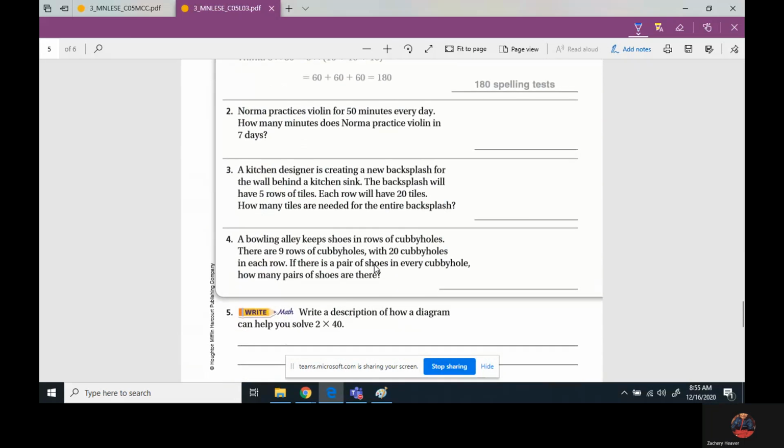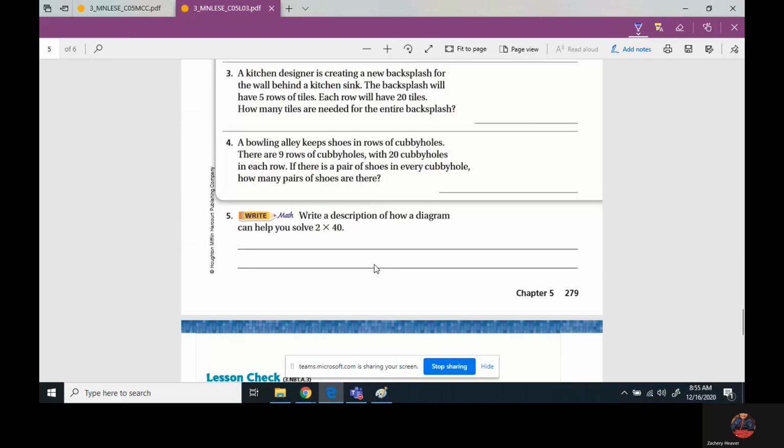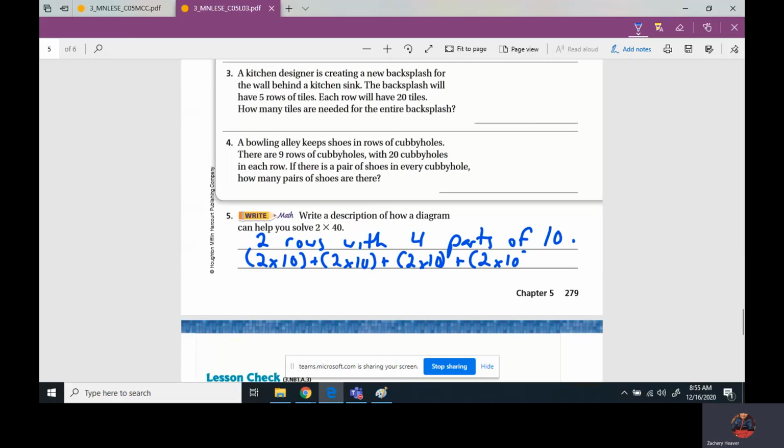On the front, write a description of a diagram that can help you solve 2 times 40. You can use 2 rows with 4 parts of 10, because 10 and 4 make 40. And that would look like this. 2 times 10 plus 2 times 10 plus 2 times 10 plus 2 times 10.